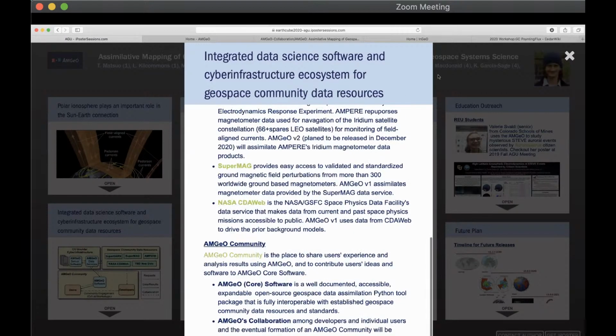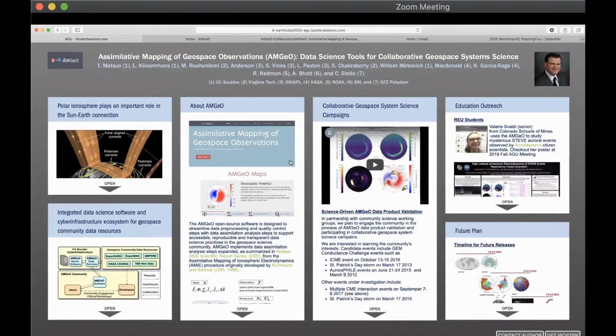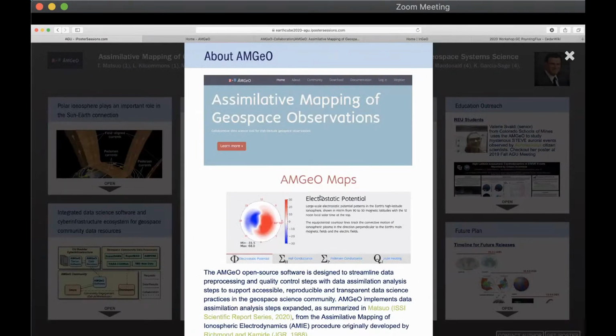So that's the purpose, the objectives, and the big picture. Let's go back to here. This is the front page of the Assimilative Mapping of Geospace Observations website. I encourage you to go there and register. Registration is required because we need to keep track of statistics for NSF reporting purposes. Otherwise, the source code is available from GitHub.